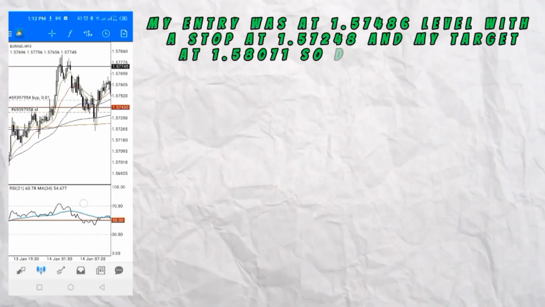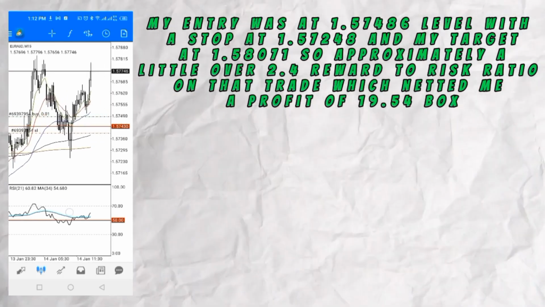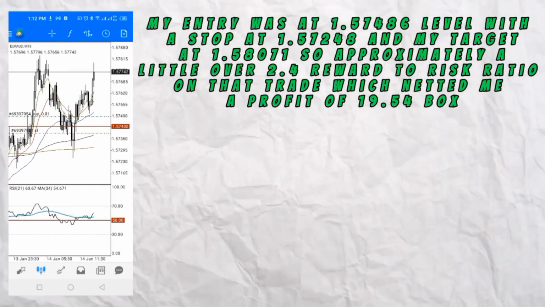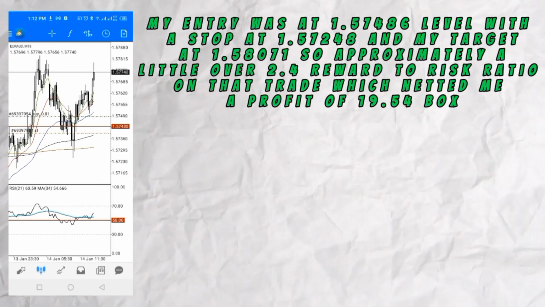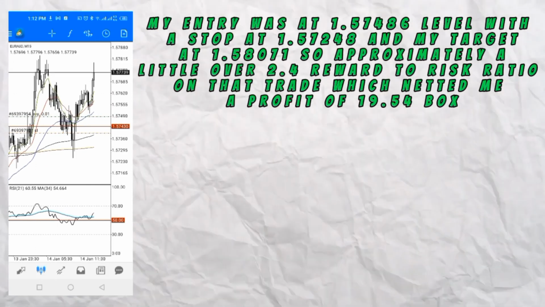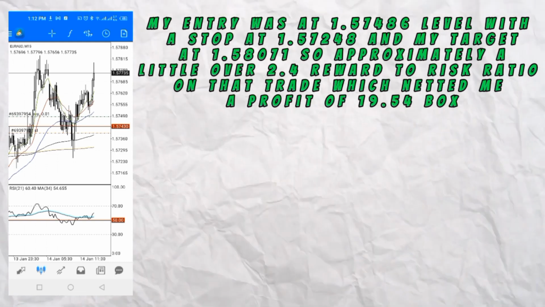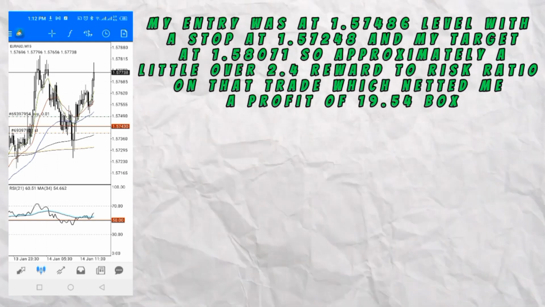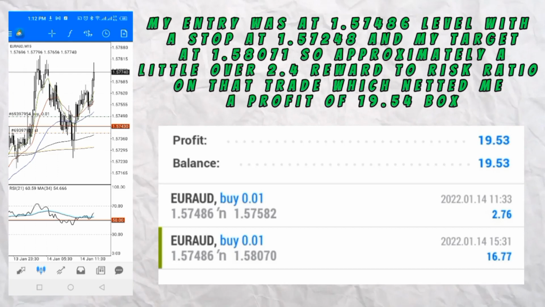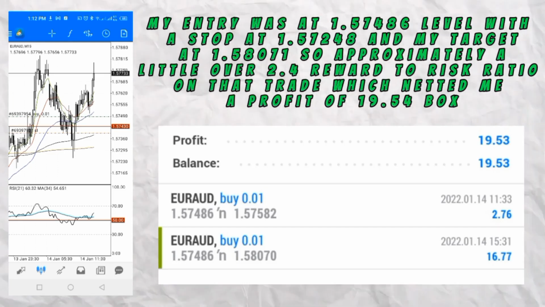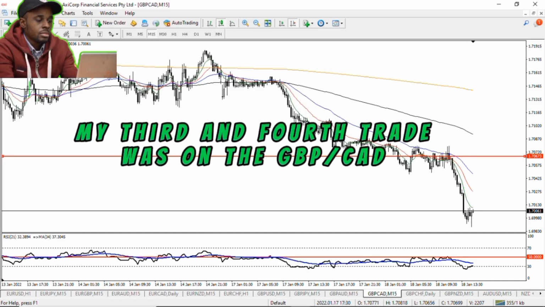As seen on your screen, my entry was at 157.486 level with a stop loss at 157.248 level, and my target was at 158.071 level. So approximately a little over 2.4 reward to risk ratio on that trade, which netted me a profit of $19.54. My third and fourth trade was on the Pound Canadian.